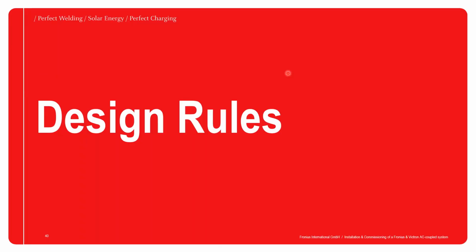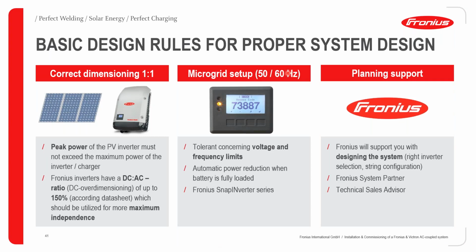Moving on to the next section, which is design rules. Please do ensure that you follow the following design rules when you are setting up a Victron Fronius system. The first and most important is your correct dimensioning, which is 1:1. This means that the peak power of the PV inverter must not exceed the maximum power of the inverter charge.